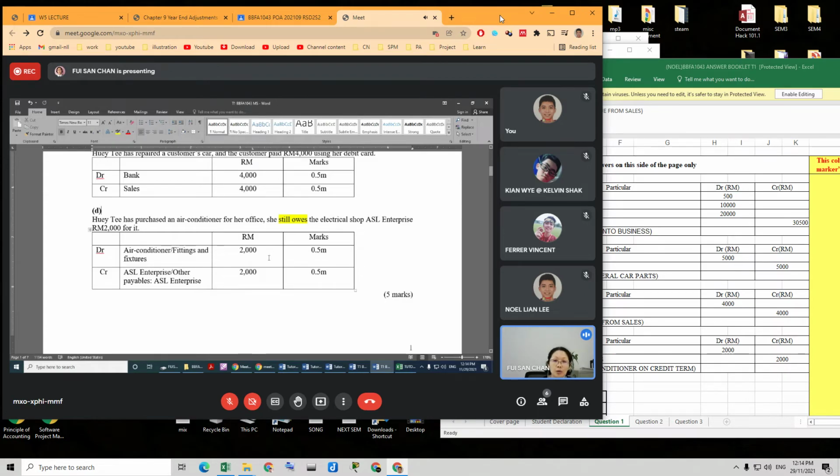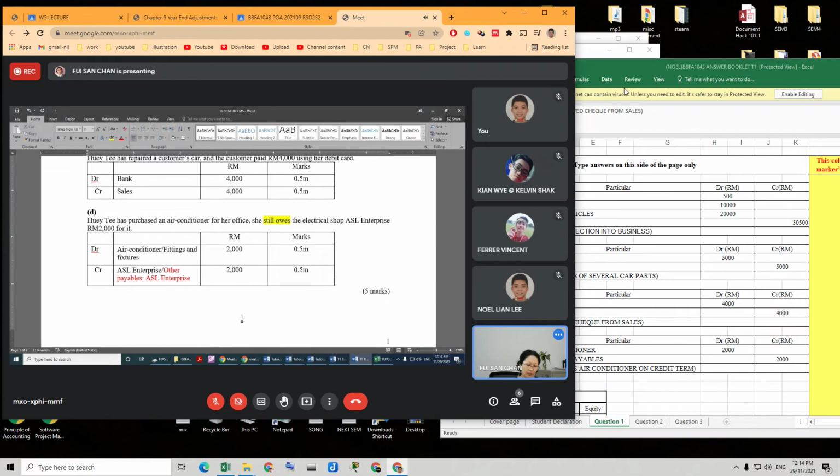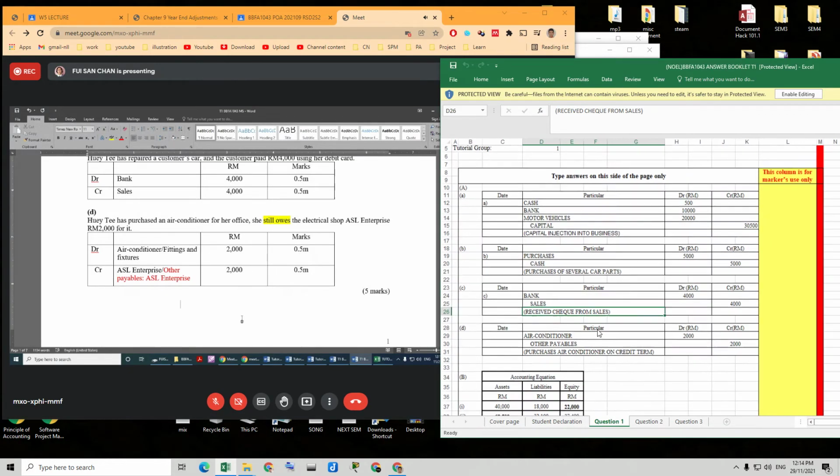So if it's on credit, then you should credit other payable. You need to write the ASL Enterprise. If you put other payable, okay. So you debit your aircon and you credit other payable, ASL Enterprise. Okay, 5 marks.